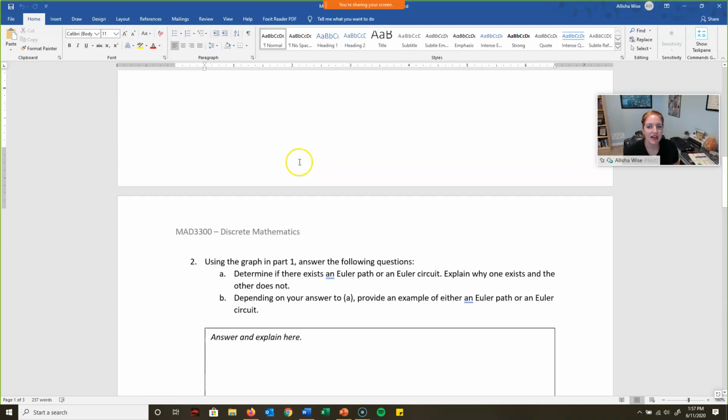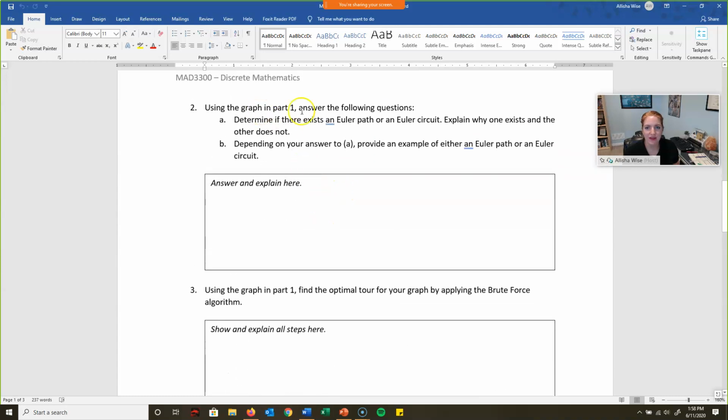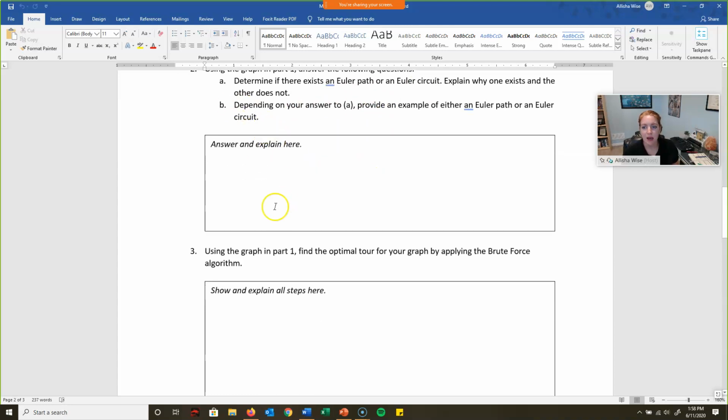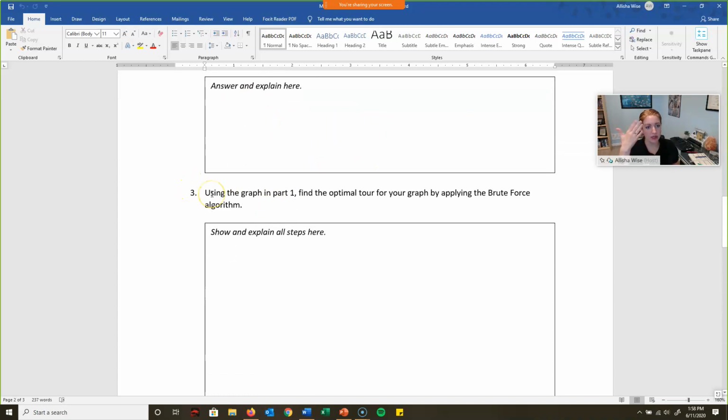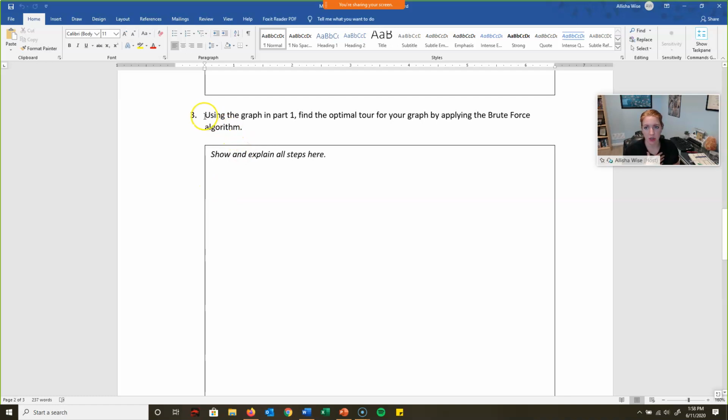So using the graph in part 1, make sure that you talk about if there's an Euler path. So be careful on number 2. I see a lot of confusion with this sometimes. Euler, remember you're visiting every edge. Euler is E for edge.